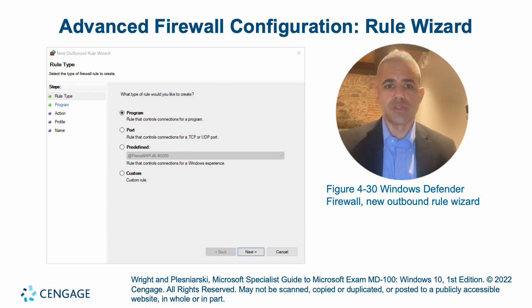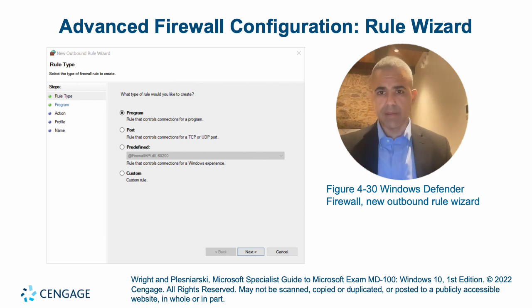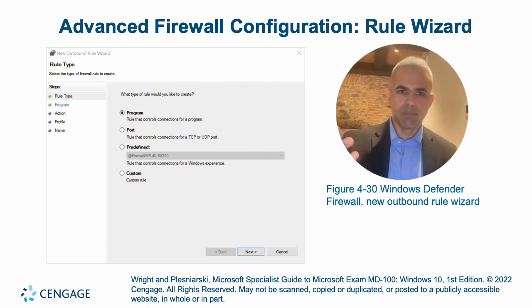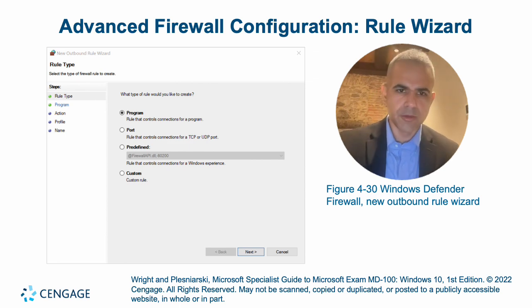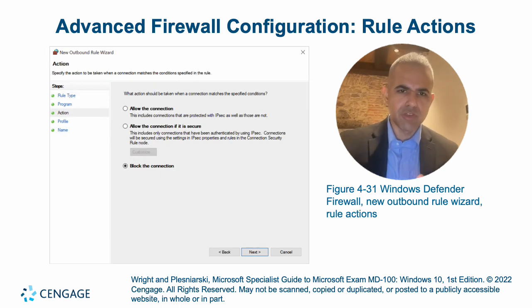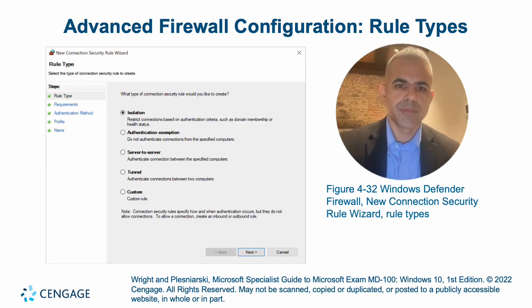Here's the rule wizard. So you can say, what type of rule would you like to create? Well, I want to create a rule for a specific program. So let's say that Microsoft Word or something wants to communicate out to get a template from the cloud. I am going to set the rule type, what is the specific action, so I will let Microsoft Word only communicate out to this specific server and back. Allow the connection, don't allow the connection, only allow it if it's secure, or completely block connections.